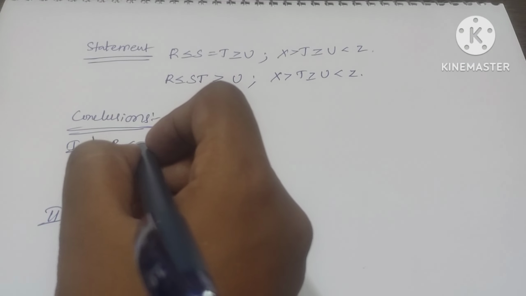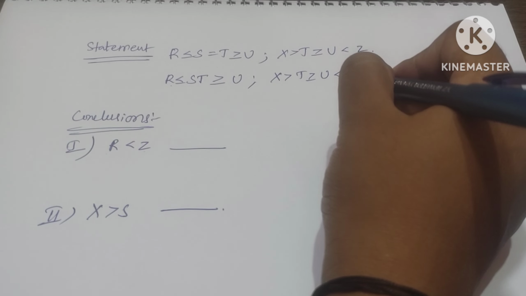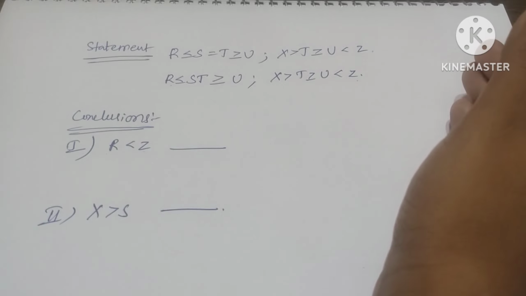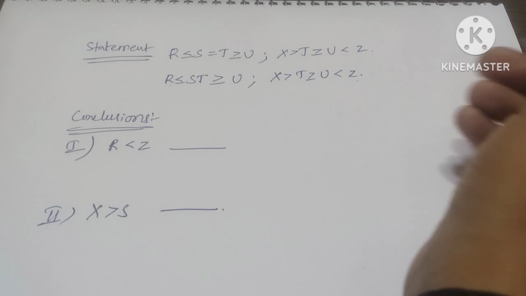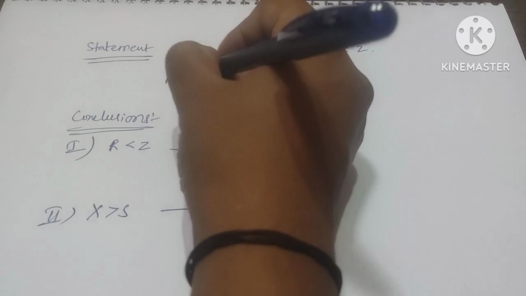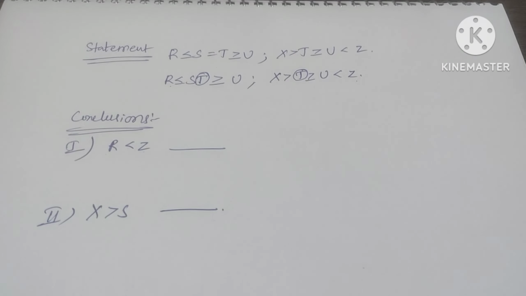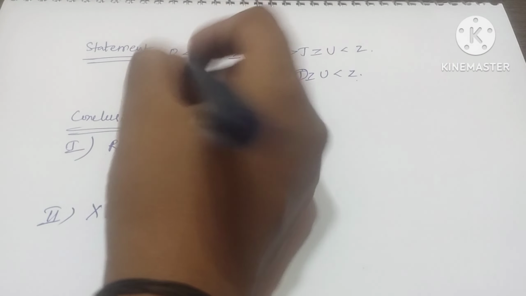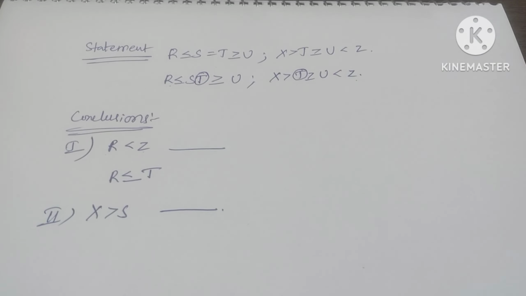Now, R is less than Z. R is in the first statement and Z is in the second statement, right? We have to find the common letter between these two statements, right? Now, what is the common letter? T is the common letter, right? Now we have to find the relationship between T to R and T to Z, right? Now what is the relationship between T and R? So here R is less than or equals to T, right?